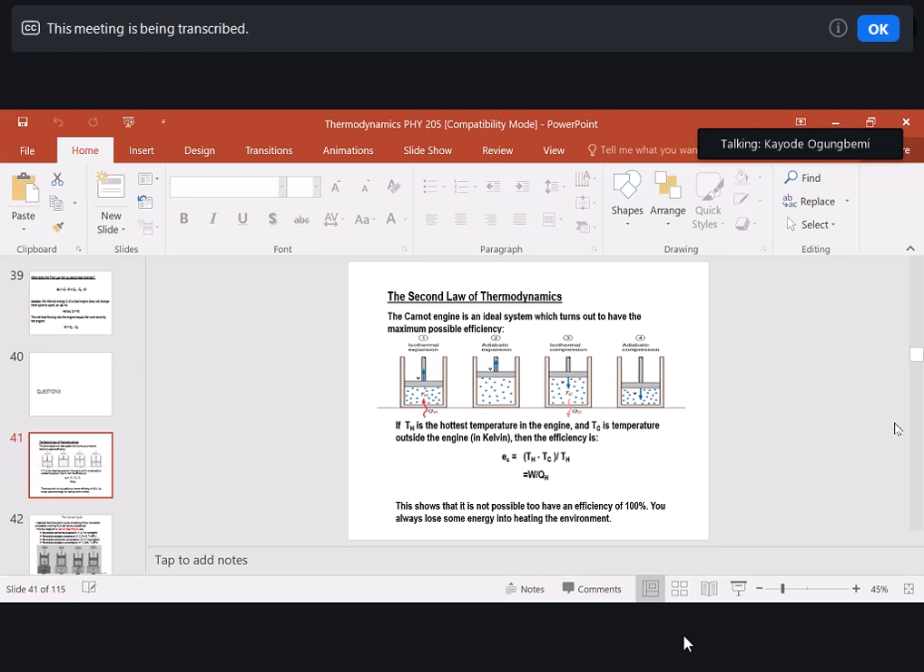The first process that we have is that heat, QH, is supplied into the system, and because it is supplied to the system, there is enough pressure to move the volume up. Because the temperature remains constant, we call it isothermal expansion. The word isothermal implies a process in which the temperature remains constant throughout.